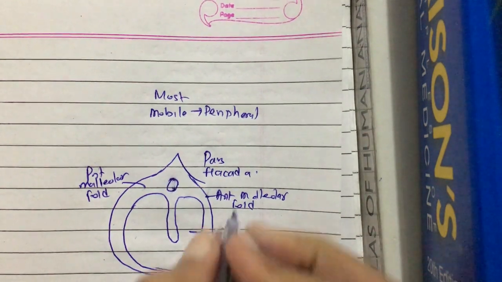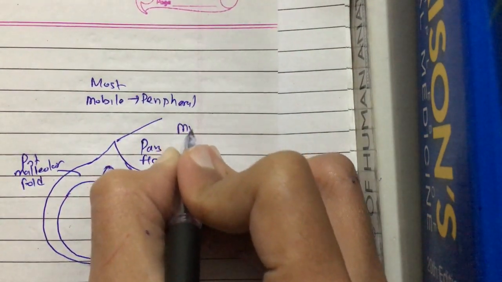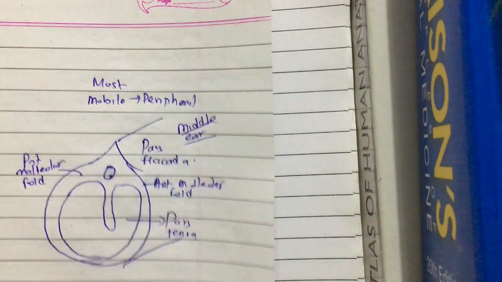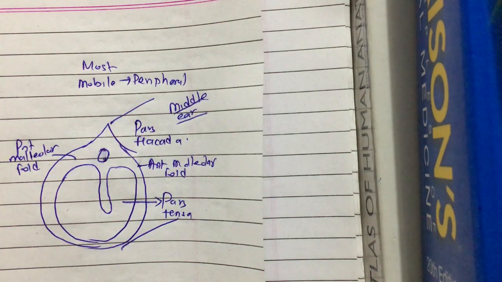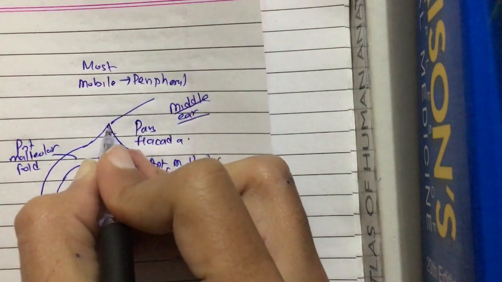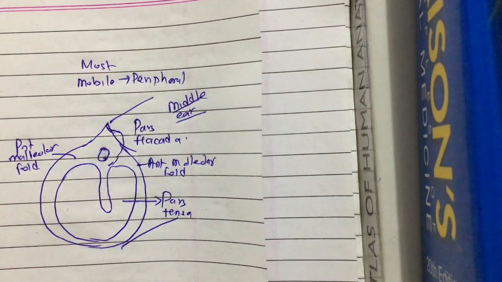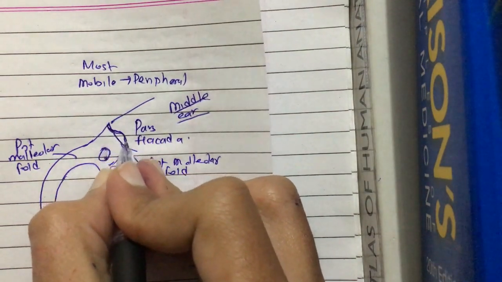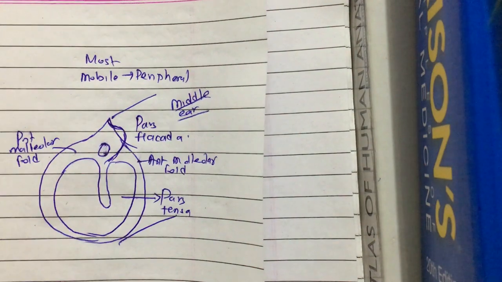Its clinical importance is because it is flaccid. Any change in the middle ear pressure due to eustachian tube obstruction or dysfunction will cause retraction in the pars flaccida easily. It is also the most important site for the formation of cholesteatoma, because it forms a retraction pocket, so cholesteatoma can easily form in the pars flaccida.